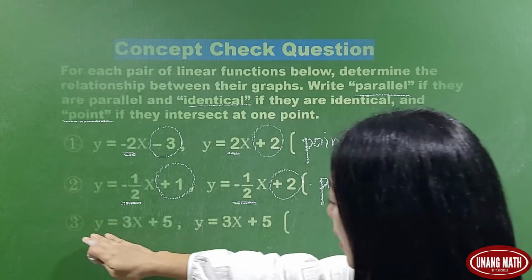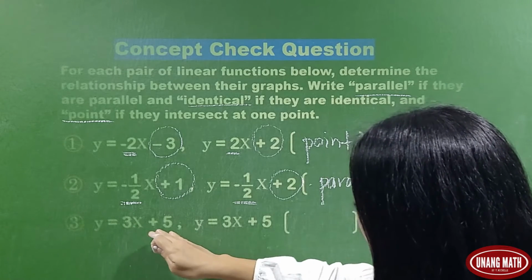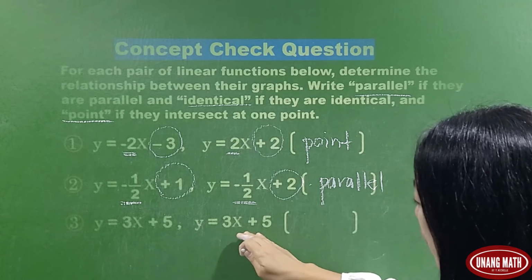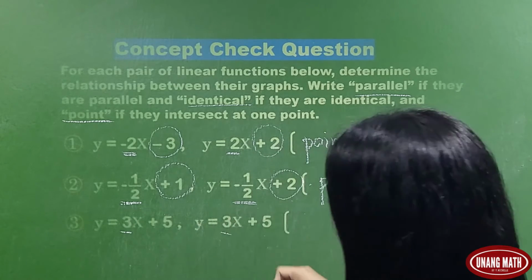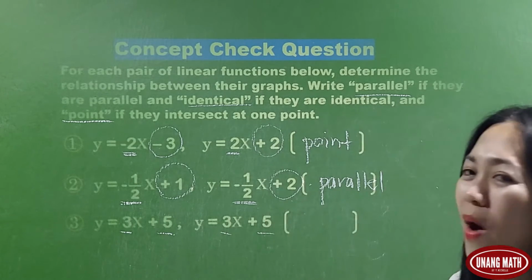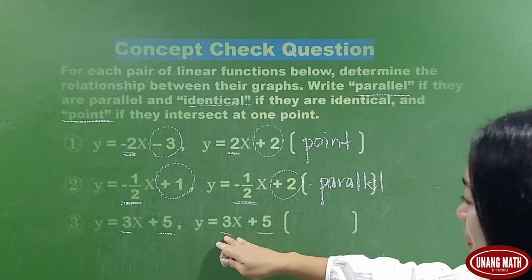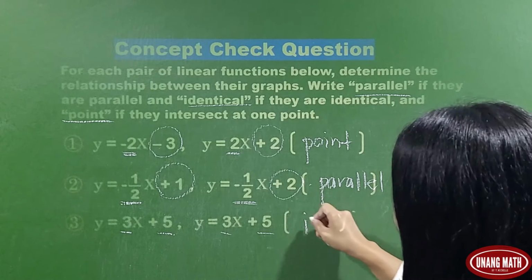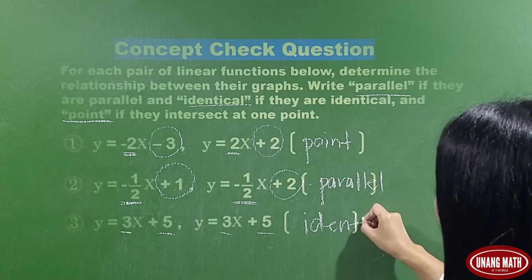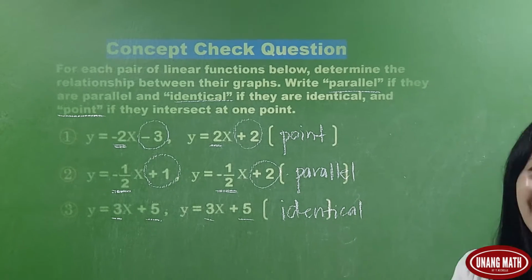Okay, for number 3, we have here y is equal to 3x plus 5 and y is equal to 3x plus 5. Same slopes, same y-intercepts. Then the graphs of these two linear functions are identical or exactly the same.